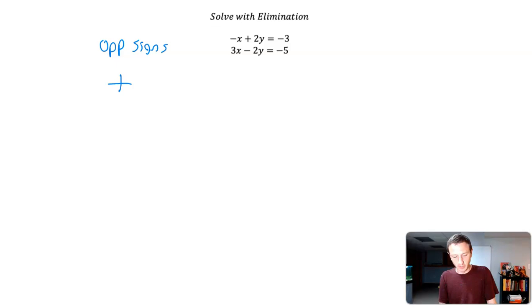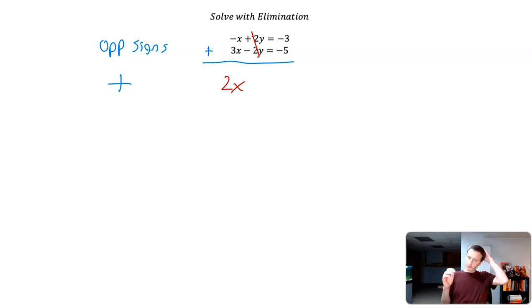So here's how this is going to look. I am going to add the variables together, or the columns together. So I'm going to do -1 plus 3 for the x's. -1 plus 3 is +2x. It's just adding and subtracting numbers. Here for the y's, this is our whole goal: +2y plus -2y. 2 plus -2 is 0. It's gone. I've eliminated.